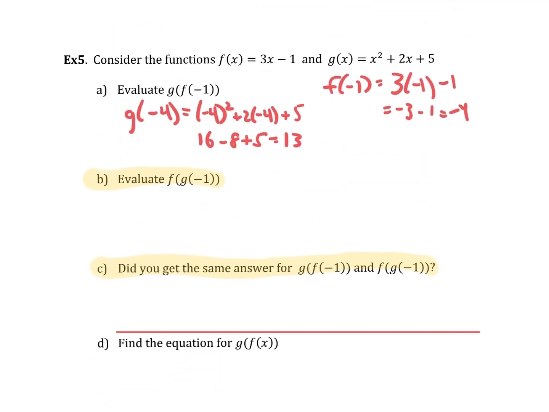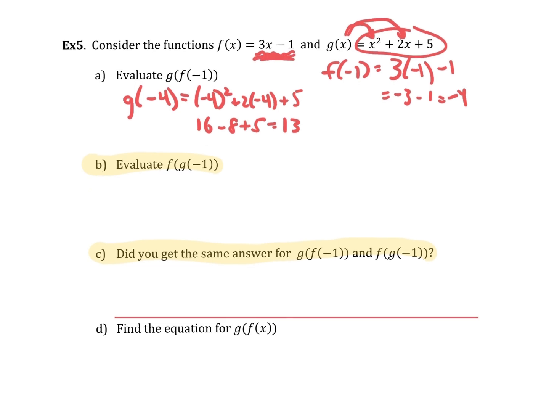So I need to use basically this structure of g, but where it says x, and you might remember this from when we did logs, I'm going to stick this in everywhere it says x. g of x takes the input x and does this to it. But now I want to find g of this as an input, g of f of x. So we're going to do 3x minus 1 squared plus 2 times 3x minus 1 plus 5.